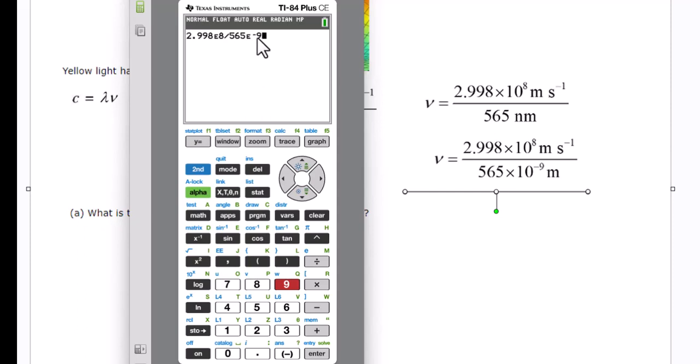This is the size of a single wavelength of yellow light. And we're dividing a large number by a very, very small number. We should get a big answer. Let's enter and let's hope we get a big answer. Indeed, we do. Here it is, 5.30619469, impressive number, times 10 to, that's what this E stands for, to 14.